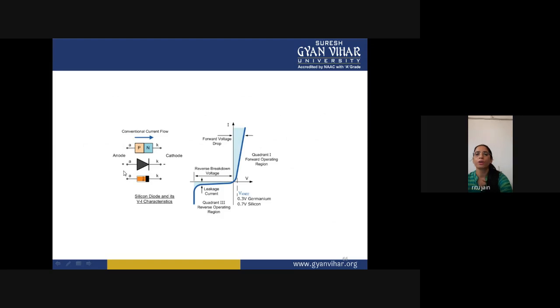If you talk about its hardware, it looks like that. So this is your diode. Now let's come to the VI characteristic of a diode. VI characteristic means that you are drawing a characteristic between voltage and current, right? You are taking voltage across the x axis and current on the y axis.